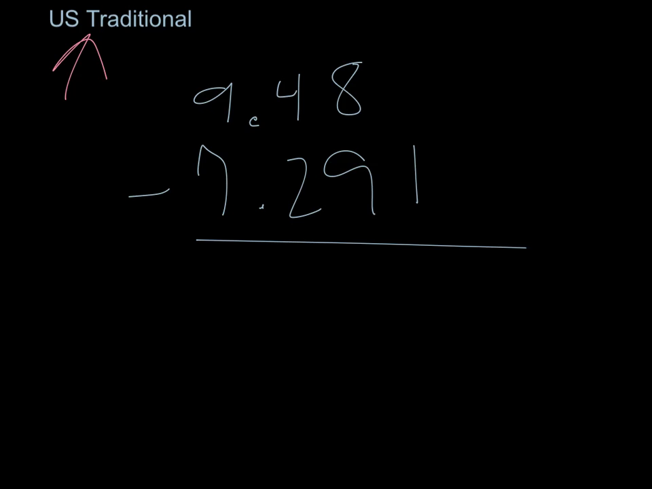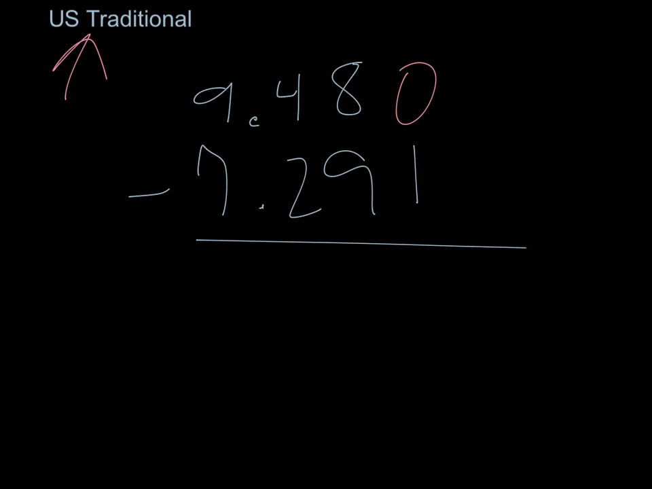Nothing new. You guys are familiar with this. 9 48 hundredths, same number we've been working with. 9 48 hundredths minus 7 291 thousandths. Before I get started, I'm going to throw in a placekeeping 0 here just to keep it nice and tight and organized. I like the visual of it. Keeps me organized and keeps me sane because I'm a bit of a neat freak.